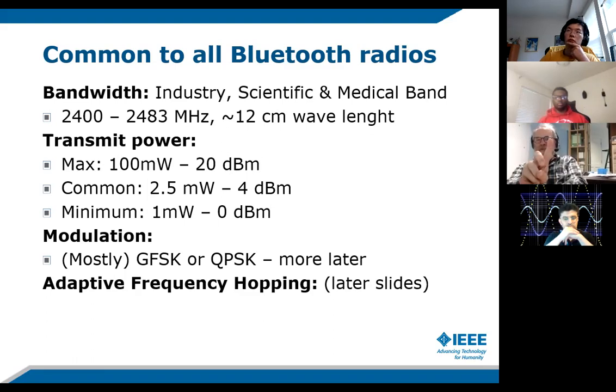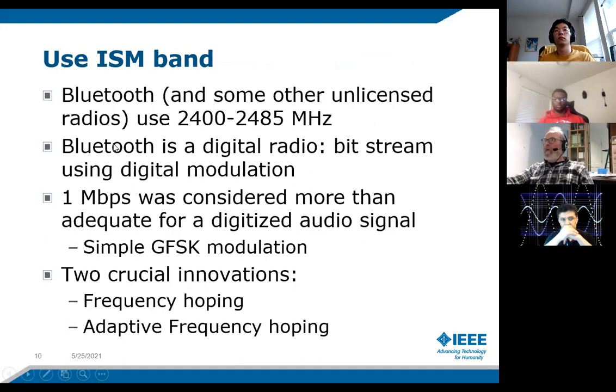And you either send this frequency or this frequency, and the receiver can distinguish the two. Those turn into strings of ones and zeros. So GFSK means Gaussian frequency shift keying, and we'll talk more about that later. And we'll talk about adaptive frequency hopping later. But this is common to all Bluetooth radios. So we're using the ISM band, so we're using this set of frequencies.